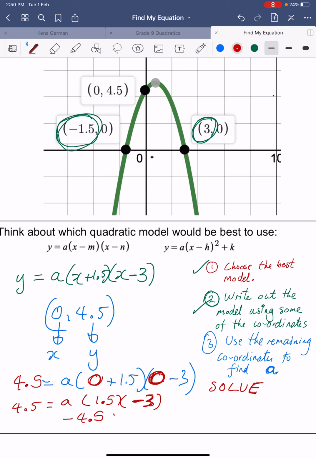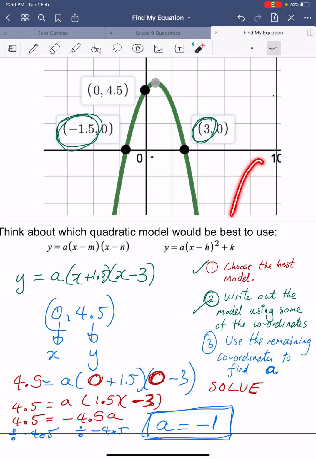We times the answer by a, and we get 4.5. And then finally, to solve, we divide both sides by negative 4.5. When doing that in your calculator, you get a equals negative 1. Now that's good, right? A is negative 1 because we said that this was concave down, and we get concave down if we have a negative value of a. So this seems to fit together.